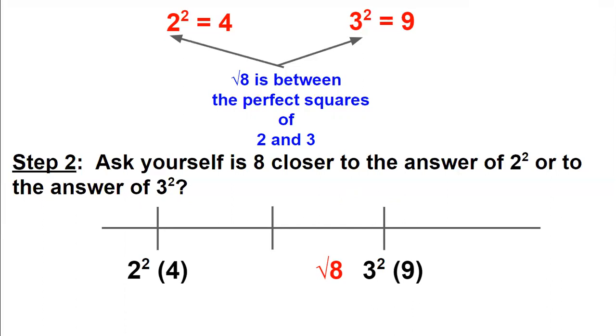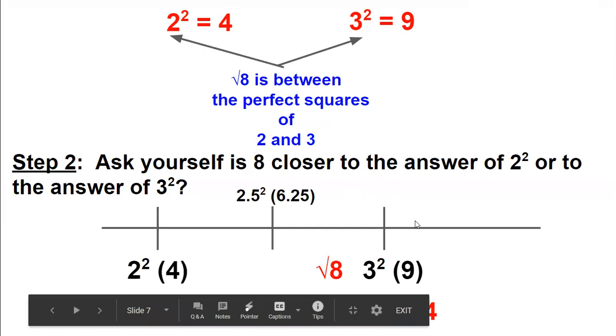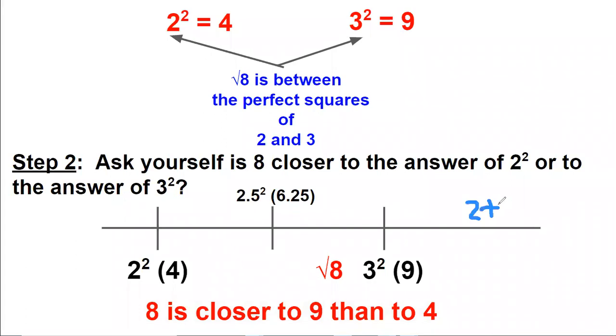And then I'm also going to put in my center number. 8 is closer to 9 than to 4. And I'm going to put my center number in there, 2.5 squared. So where did I get this center number? Well, I added 2 plus 3. So let's do that. I'm going to add 2 plus the 3, and I'm going to get 5. And then to get the middle number, I'm going to divide that 5 by 2. So if I divide 5 by 2, that's half of 5, right? That gives me my 2.5.